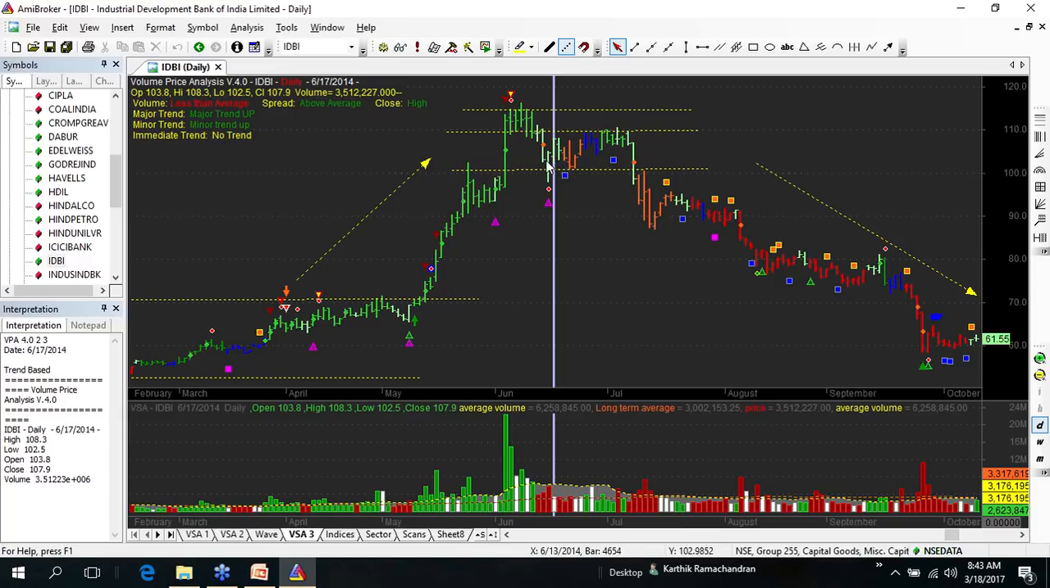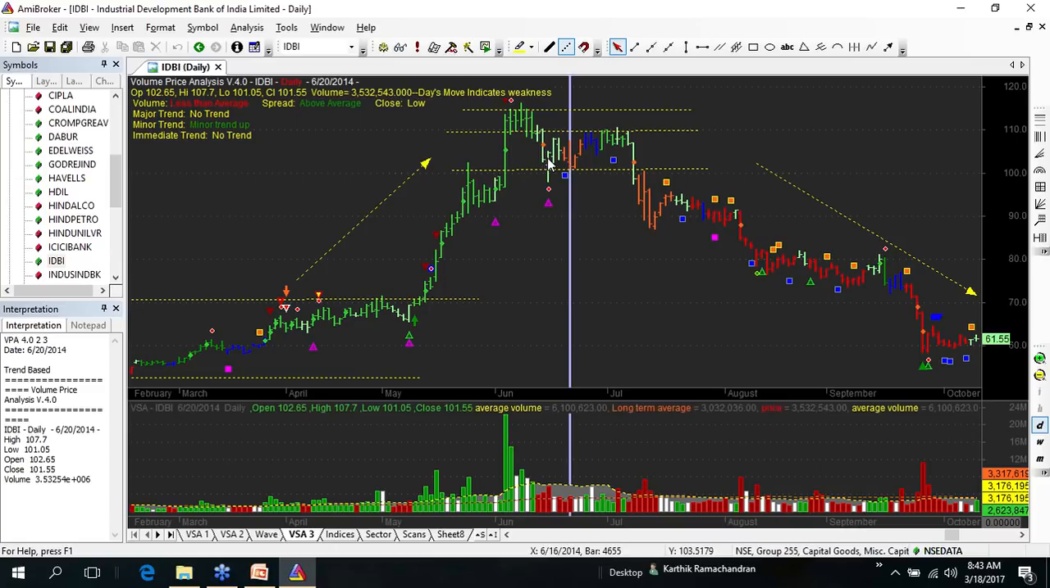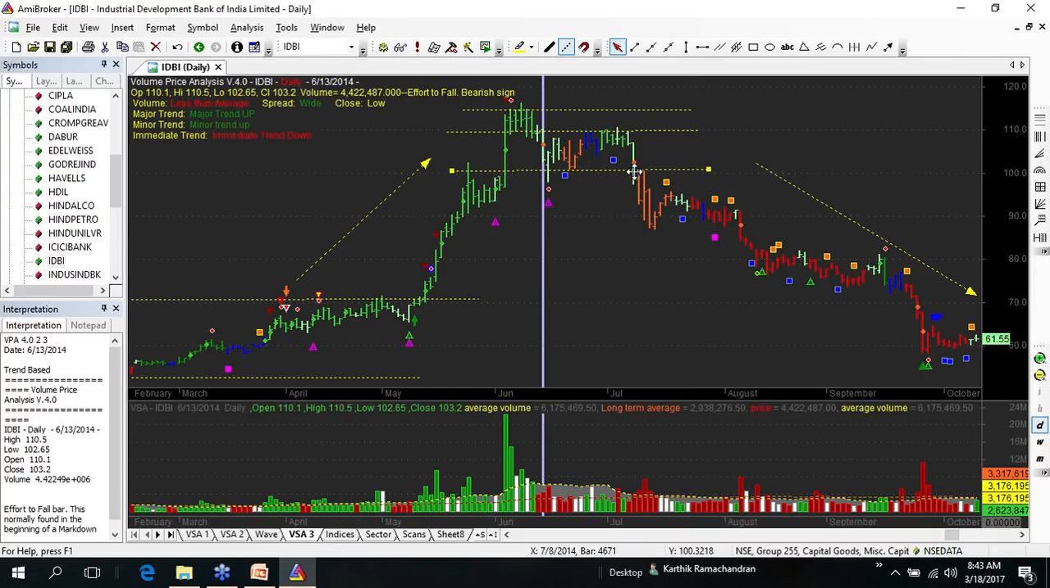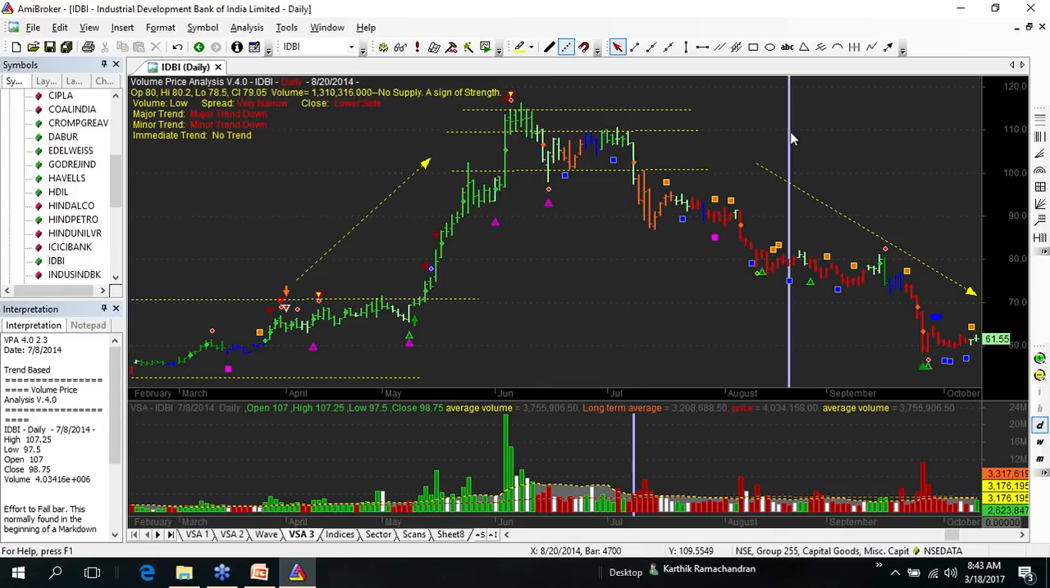because the close was higher than the previous close. Obviously, this negated the effect of the effort to fall down bar. But at this place, the next bar was a down bar, closing much lower. It confirms the weakness. This is a clear indication that this effort to fall was very successful, and that started the markdown phase.